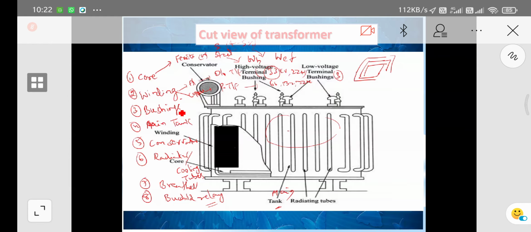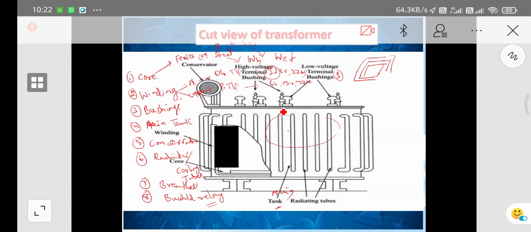So what is the function of a bushing? In order to insulate the material, two bushings are required. In order to get the supply from outside, we have input bushings and output bushings here. So input and output bushings will be there.